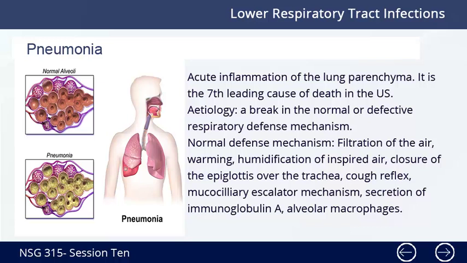Pneumonia. Acute inflammation of the lung parenchyma is the 7th leading cause of death in the US. Etiology: a break in the normal or defective respiratory defense mechanism. Normal defense mechanisms: filtration of the air, warming and humidification of the inspired air, closure of the epiglottis over the trachea, cough reflex, mucociliary escalator mechanism, secretion of immunoglobulin A, and alveolar macrophages.